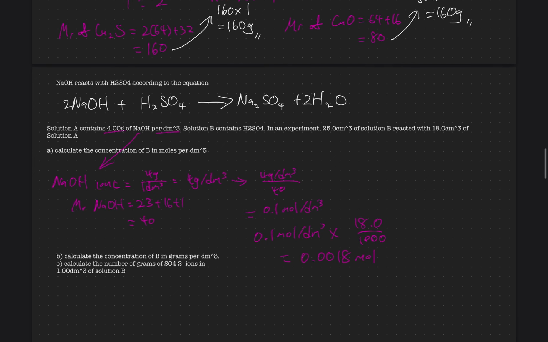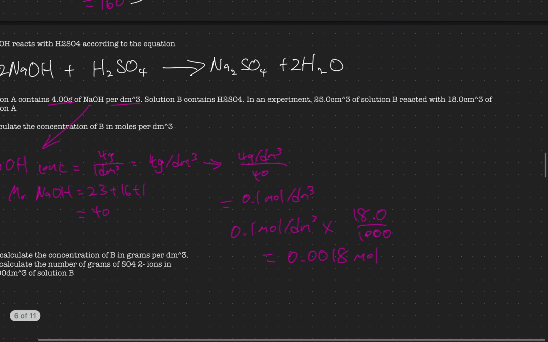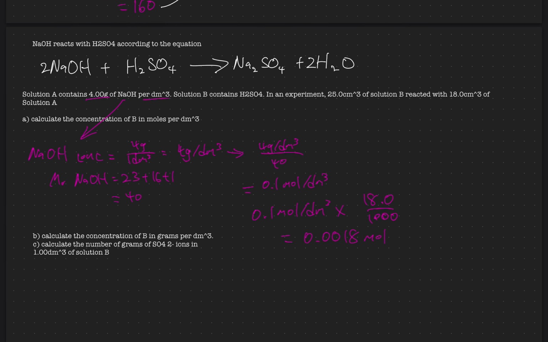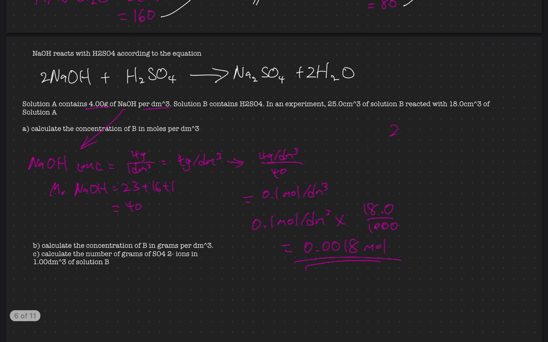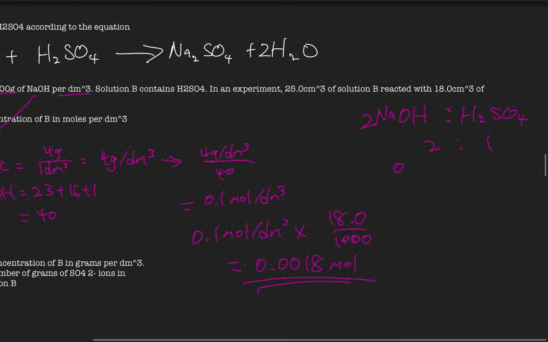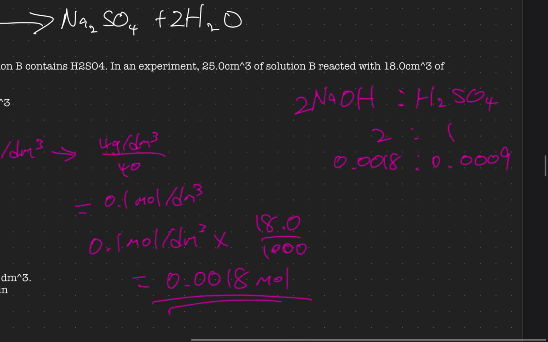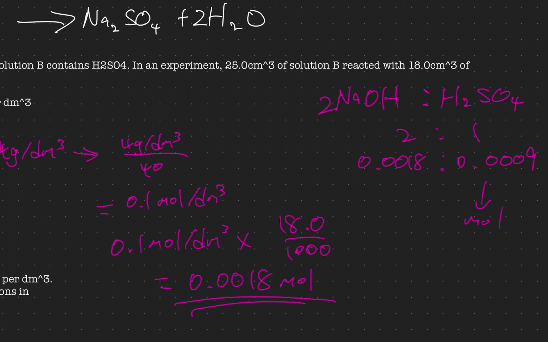Okay, and as for sulfuric acid, that would mean that 25 cm cube of solution B will react with this amount of moles. So from our ratio up there, NaOH to sulfuric acid, the ratio is 2 to 1. So over here 0.0018 to 0.0009. That's how many moles of sulfuric acid we have.